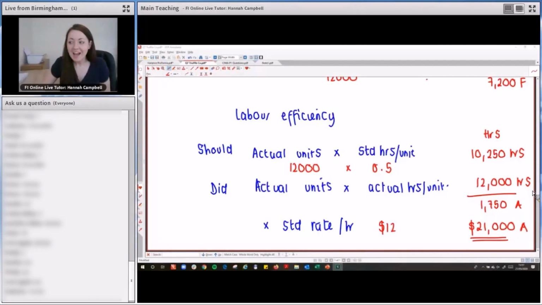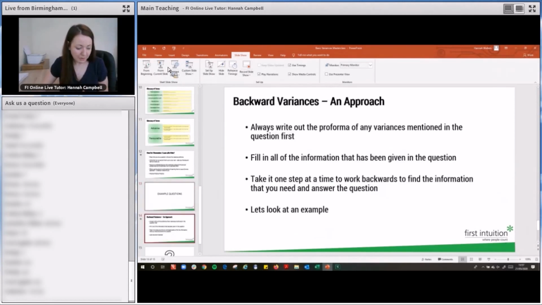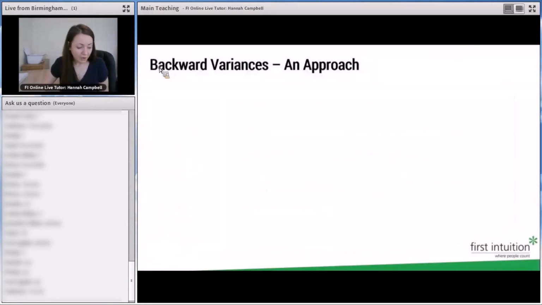but hopefully those questions would be exactly the same if they were in a CIMA question as well. So what I'm going to quickly do is just go back to my slides and talk about backward variances, because sometimes people said at the beginning that they weren't sure what they were being asked to actually do, and this might be something around it being a backward variance question rather than just a straightforward calculate the variance. So with backward variances, this is where you might be asked in the question for something that you want to calculate, okay, but it isn't a variance that you're calculating.